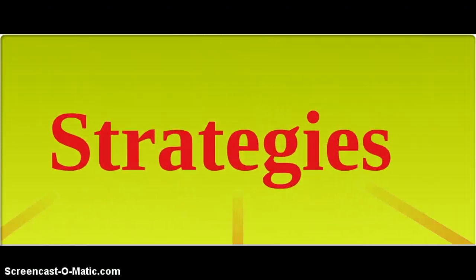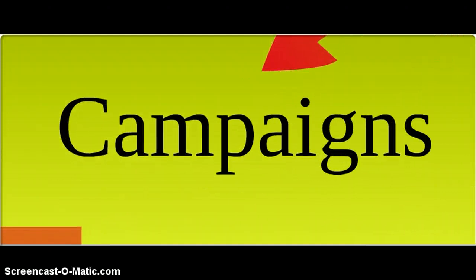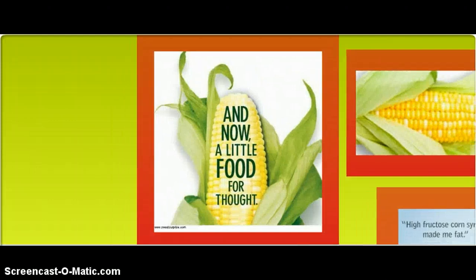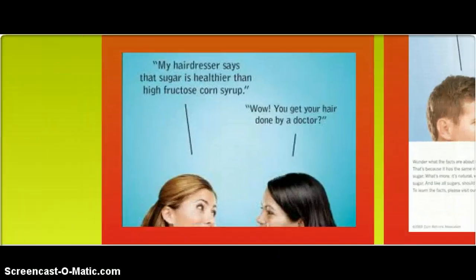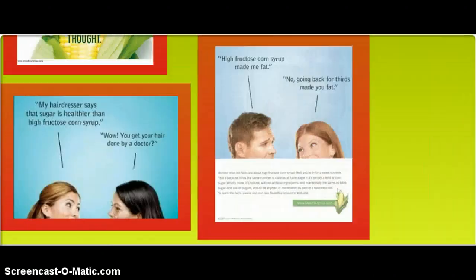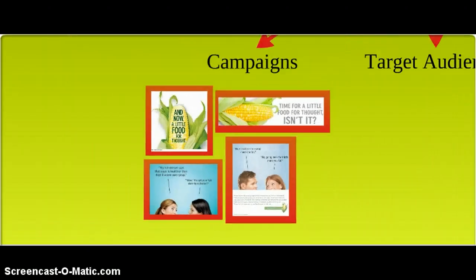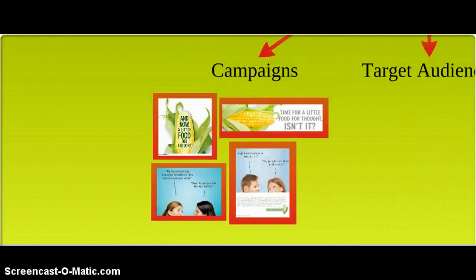Advertisers use particular strategies in appealing to their audience. First of all, they focus on long-range ad campaigns rather than one single ad. Here we have images from the Sweet Surprise campaign put on by the Corn Refiners Association of America over the last couple of years, and you can see some similarities among all of these images, including their color, the font choices, the types of images portrayed.